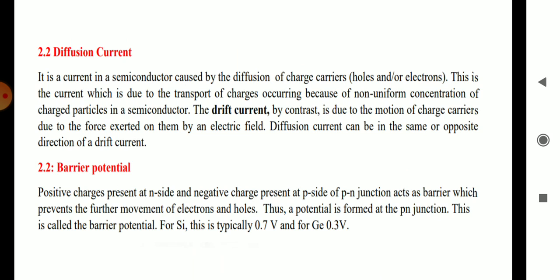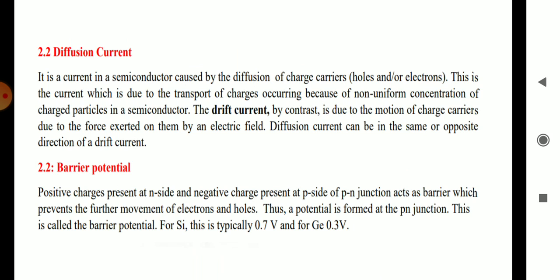So diffusion current is because of the non-uniform concentration of charge carriers. That is from the P region to the N region, the ion formation is there. Because of the diffusion, there is an existence of current. That current we call a diffusion current. And one more current is a drift current. The process of drift current is exactly opposite to that of a diffusion current.